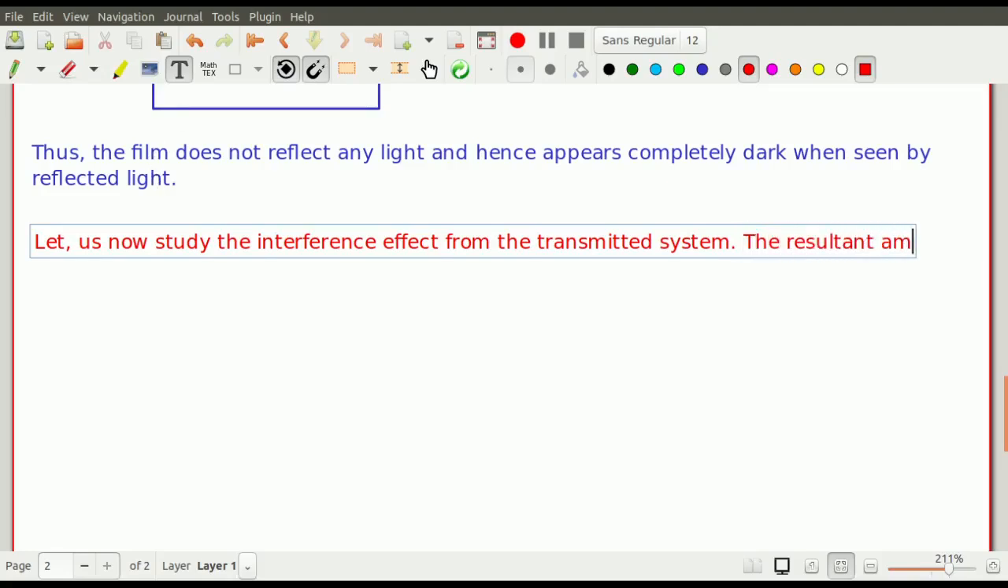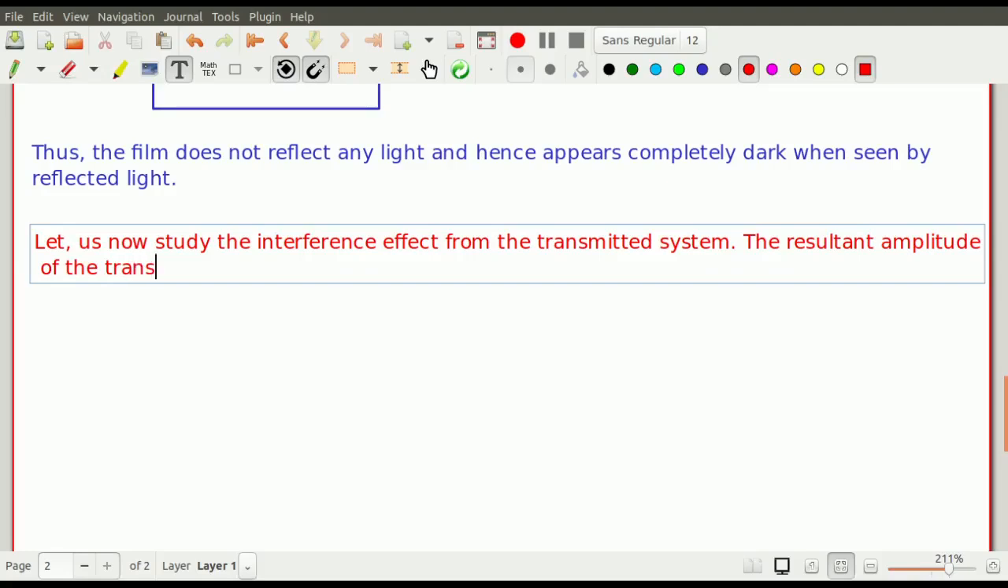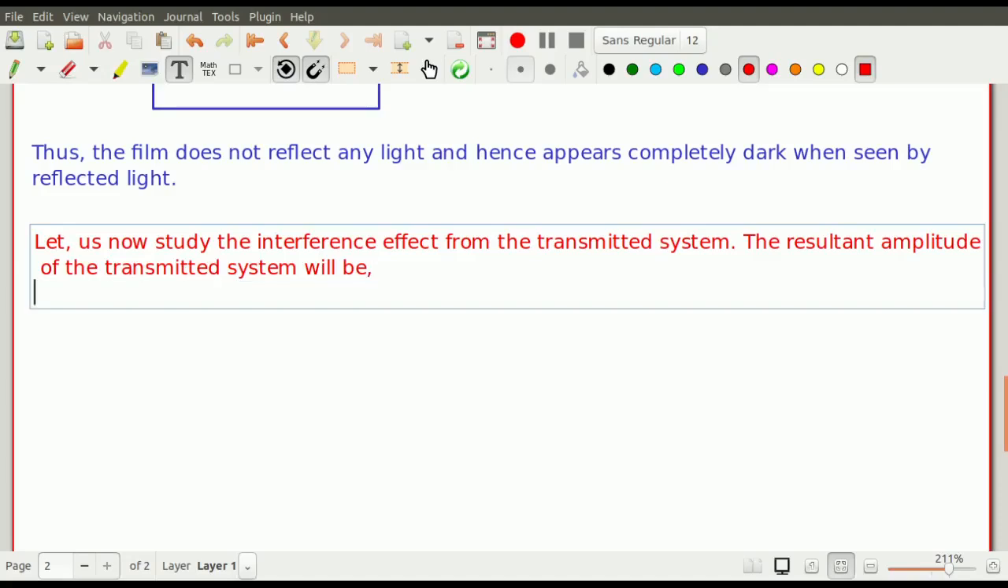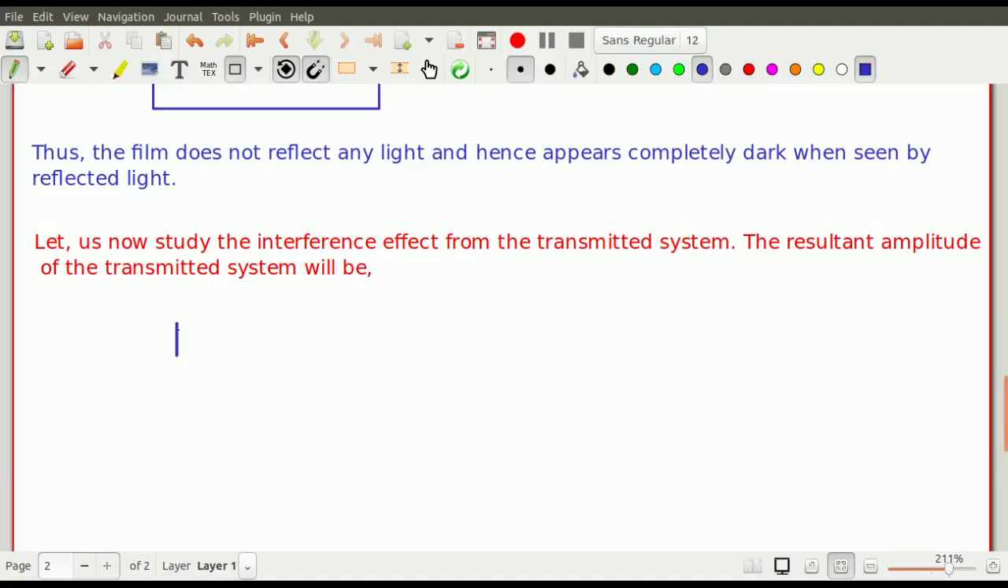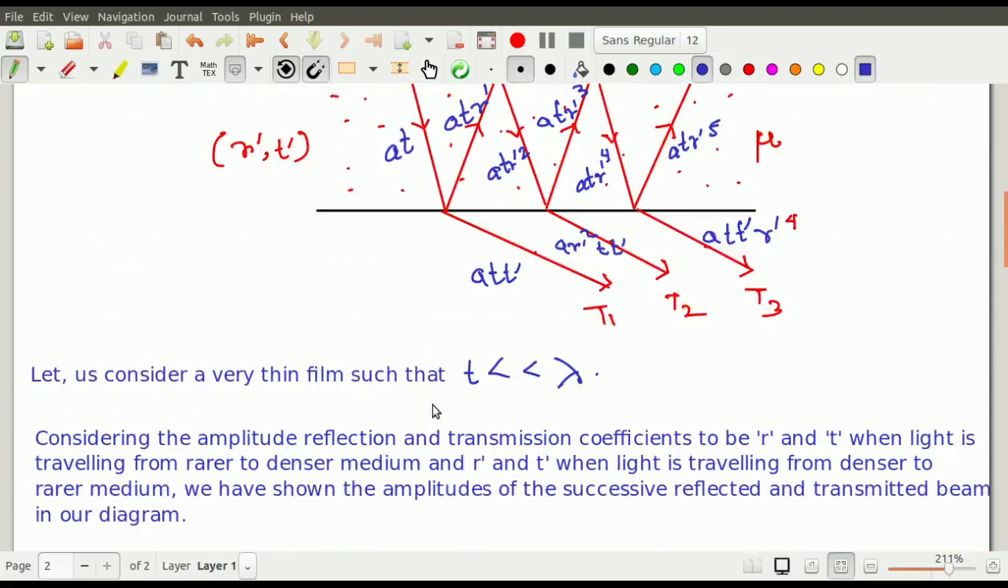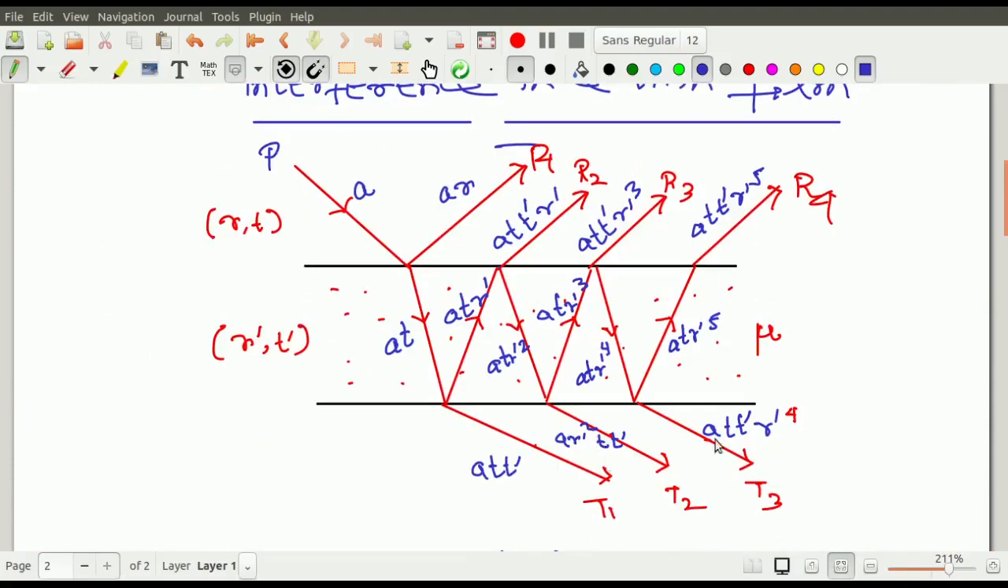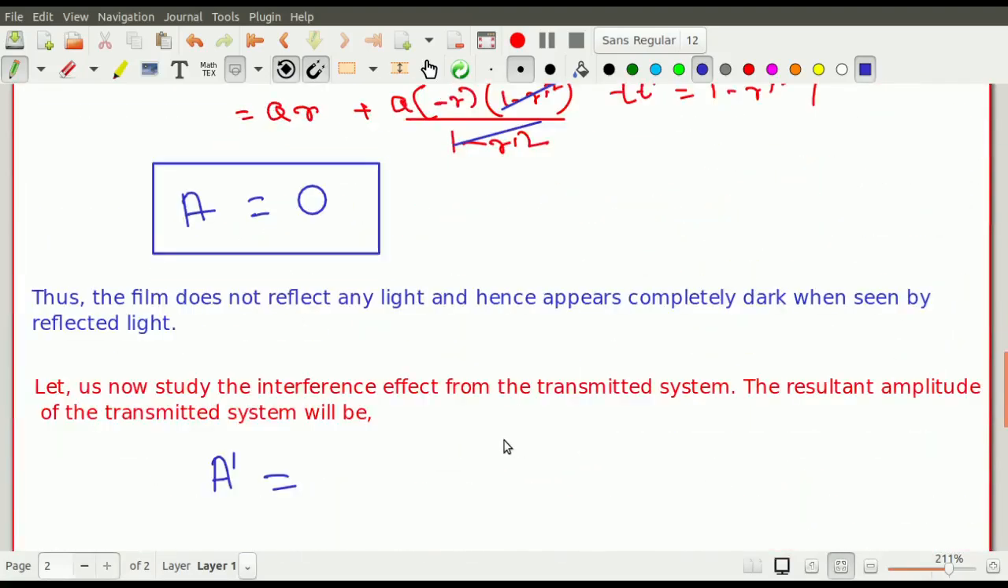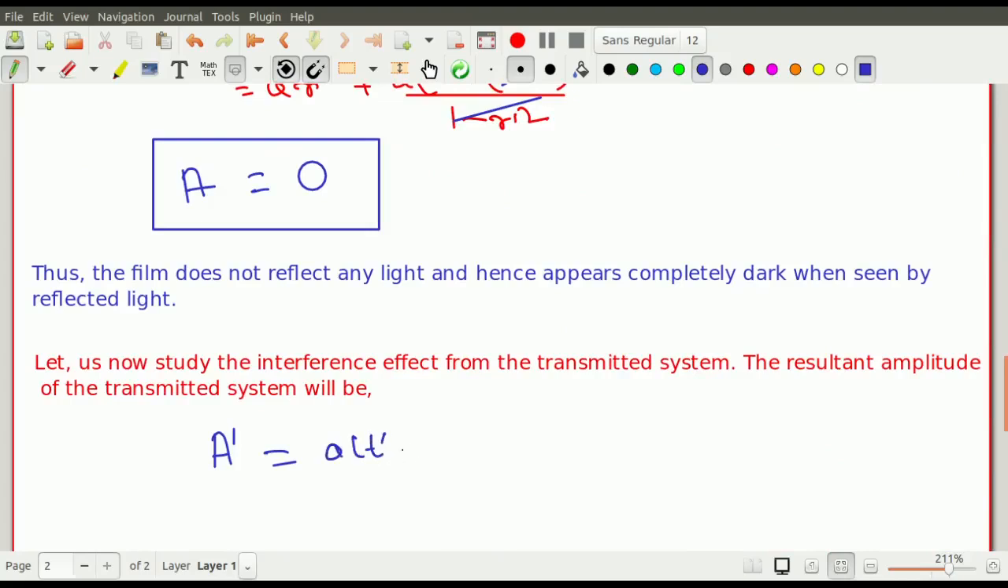The resultant amplitude of the transmitted system will be how much? Once again I write, suppose I call it a dashed. So a dashed will be how much? What are the transmitted beams? Look carefully at who is there in transmission: a t t dashed, then a t t dashed r dashed squared, a t t dashed r dashed to the power 4, like that.